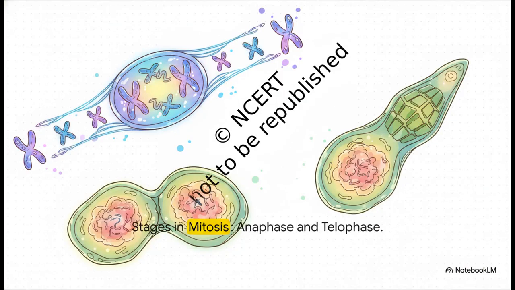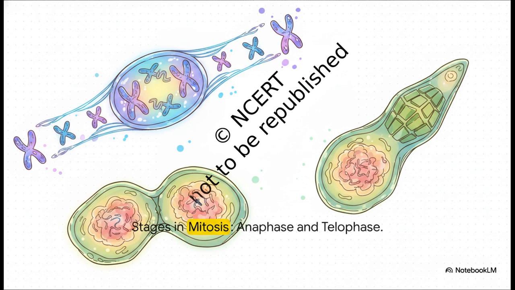Then, in anaphase and telophase, those sister chromatids are ripped apart, ensuring each new daughter nucleus gets an exact, identical copy of the genetic blueprint. In anaphase, the centromeres suddenly split, and the individual chromatids are dragged to opposite poles of the cell. Finally, in telophase, the chromosomes reach their destinations and start to decondense back into a loose tangle, while a brand new nuclear envelope builds around each set.